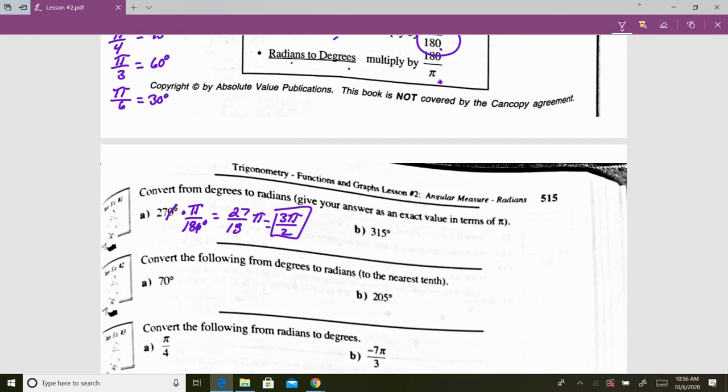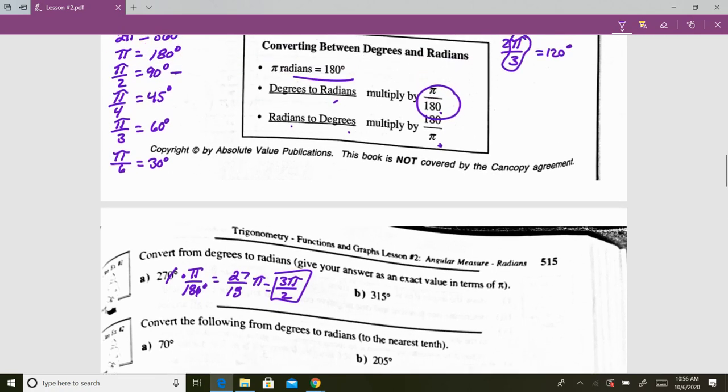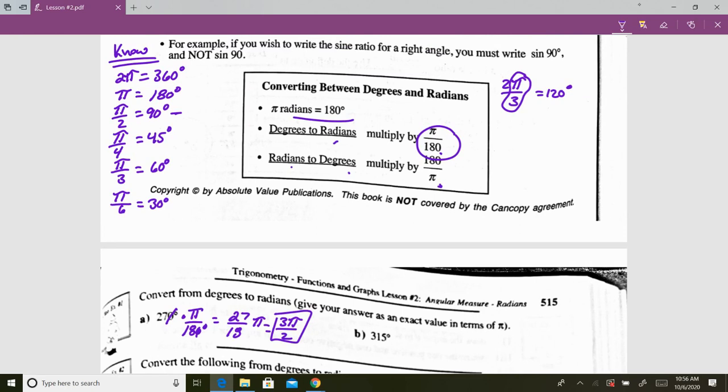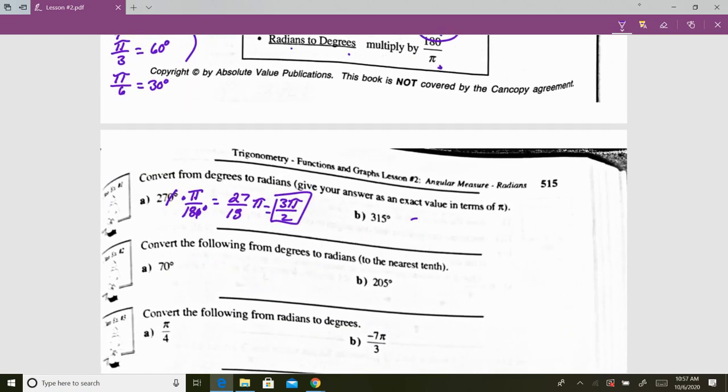So here's the question. 315 degrees. 315 is a multiple of which one of these? It's got a 5 at the end of it, so 45. How many 45-degree angles are there in 315? 7. So you could write 7 pi over 4. That is the actual answer. Now, we've learned it for like 3 minutes, so I don't expect you to do that. The other way is just go 315 times pi over 180, and you'll get that back.